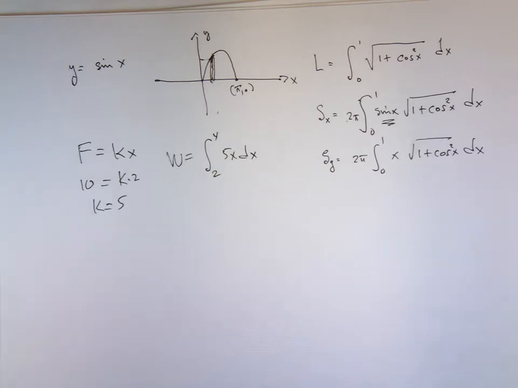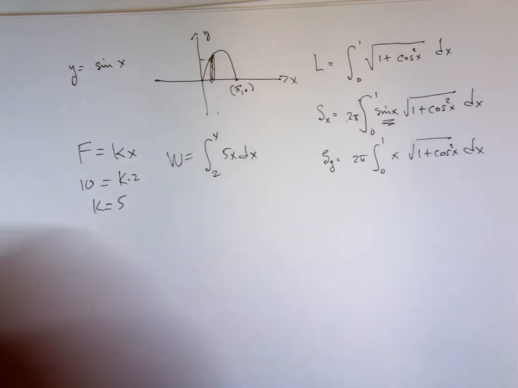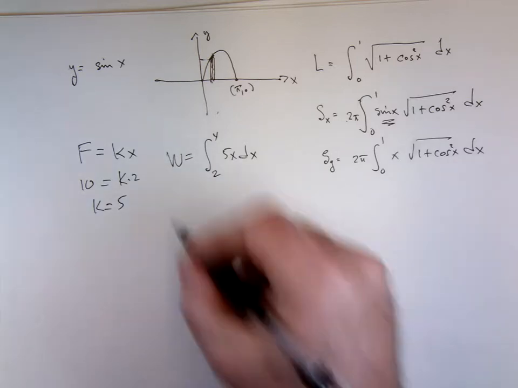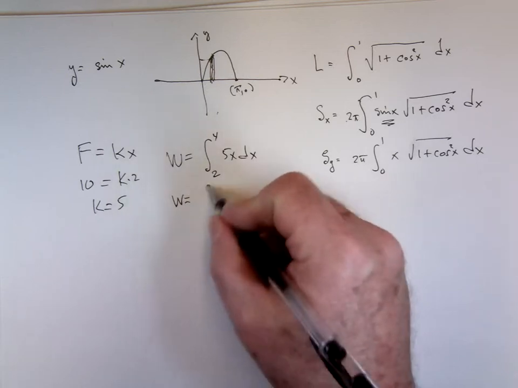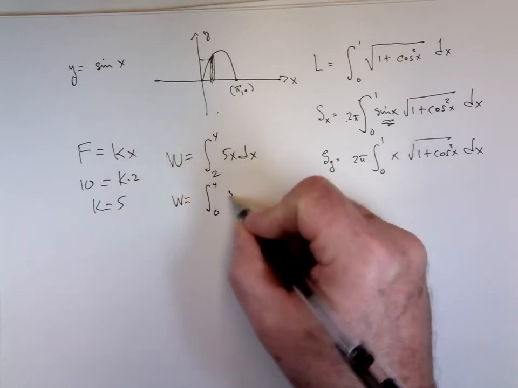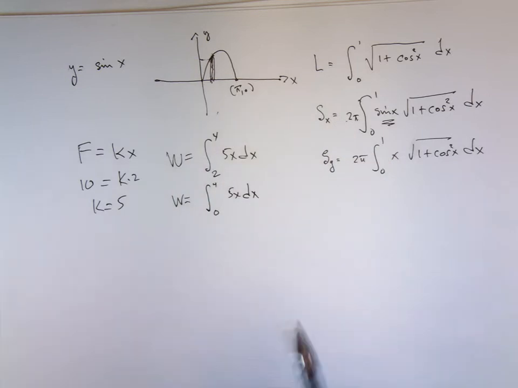17 is after removing the weight, allowing the spring to go back to its natural length. Find the integral that gives the work in stretching it 4 feet beyond its natural length. But it's starting at its natural length of 0, going 4 feet beyond. Okay? So that would be the integral.